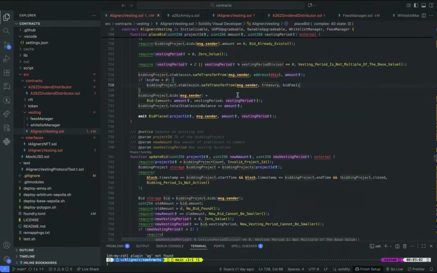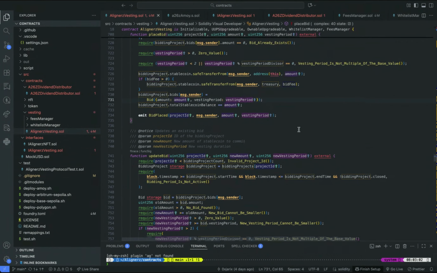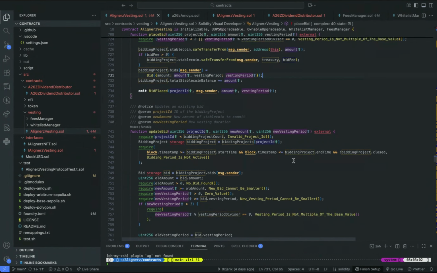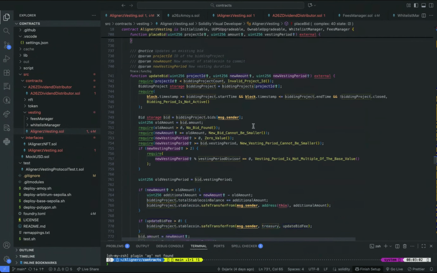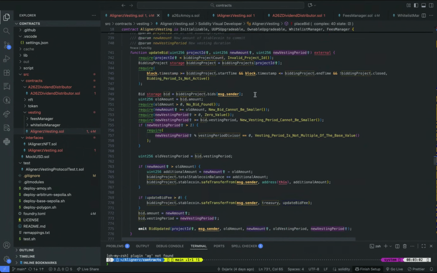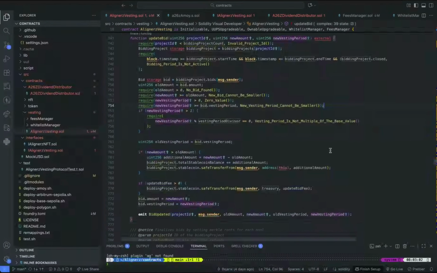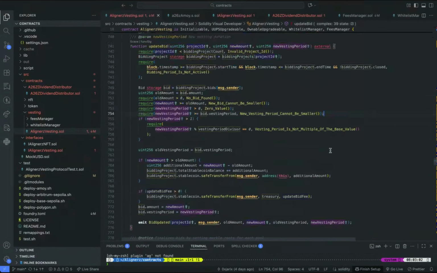Okay, and so he sends his tokens and he sends his fees to the project, to Alignerz, and then he decides to update. When he updates, he cannot bid less, he has to bid more, and the vesting period also has to be longer. So neither the bid can be smaller, nor the vesting period can be shorter.